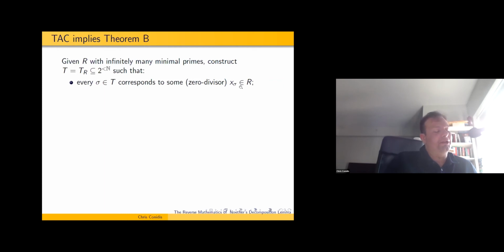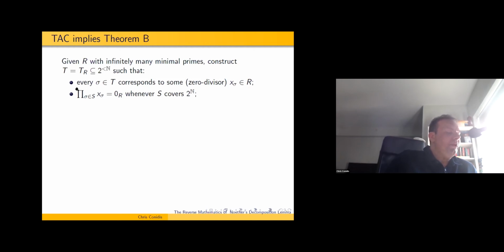So as I mentioned earlier, these rings that we're going to be dealing with are not integral domains, and they actually have a lot of zero divisors, especially if you concentrate on the minimal primes, which is the only thing that you really know exists in them. So every node in the tree uniformly corresponds to some zero divisor in the ring.